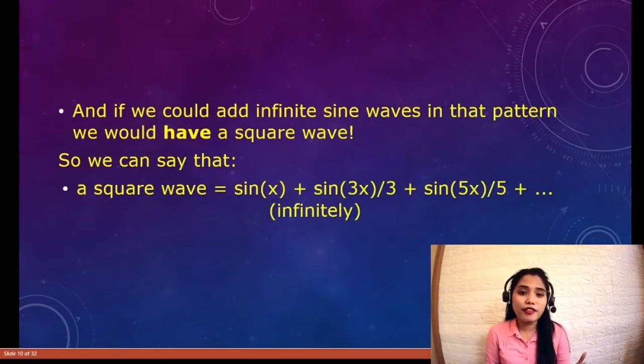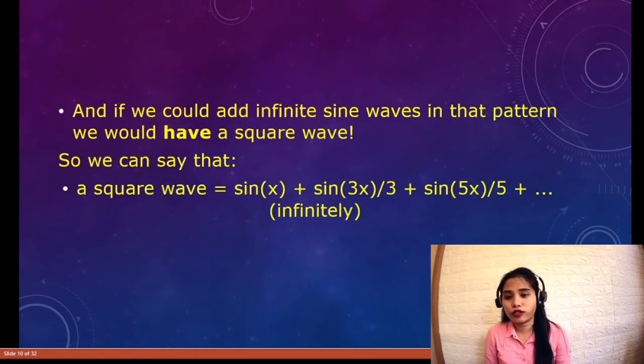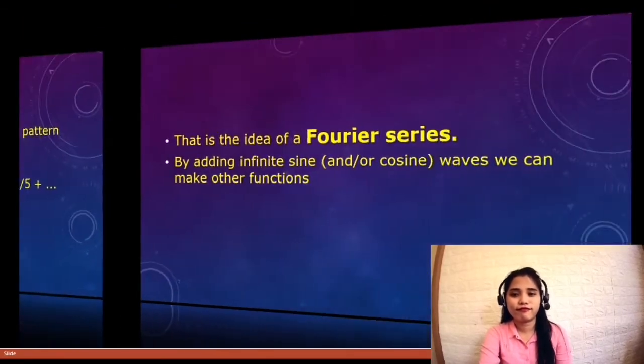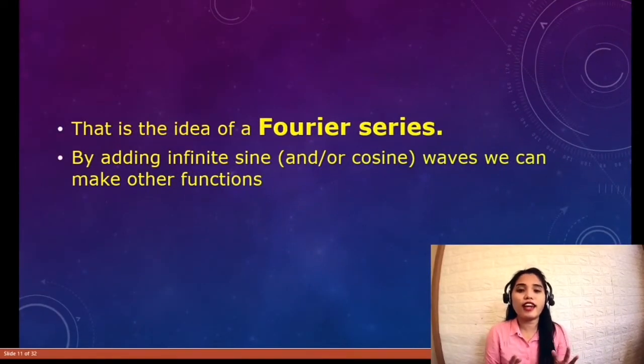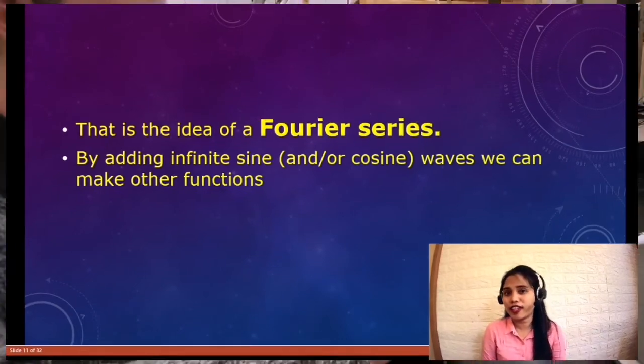So we can say that a square wave is equal to sine x plus sine 3x over 3 plus sine 5x over 5 and so on. Now, this is the idea of a Fourier series. By adding infinite sine and or cosine waves, we can make other functions. Now, let's take a look at this video so we can better visualize the Fourier series.